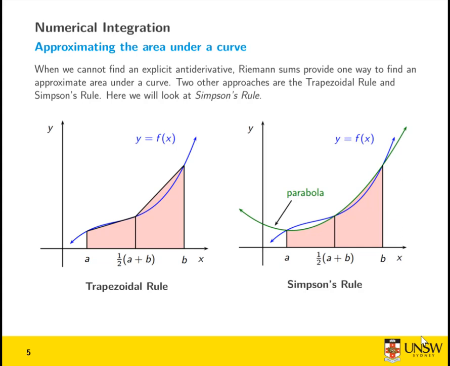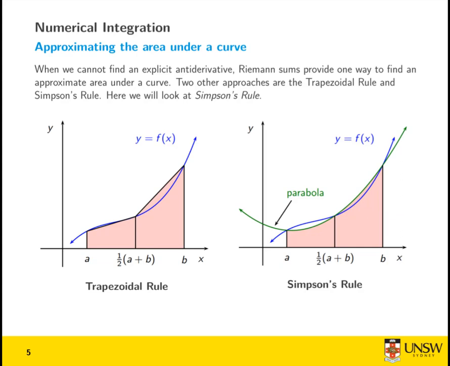When you want to calculate the area under the curve, everything goes well if you can find an explicit antiderivative. In that case, you can use the second fundamental theorem of calculus. Now, there will be cases where you cannot find an explicit antiderivative. In that case, you go for plan B, which is to find an approximation of the area under the curve.